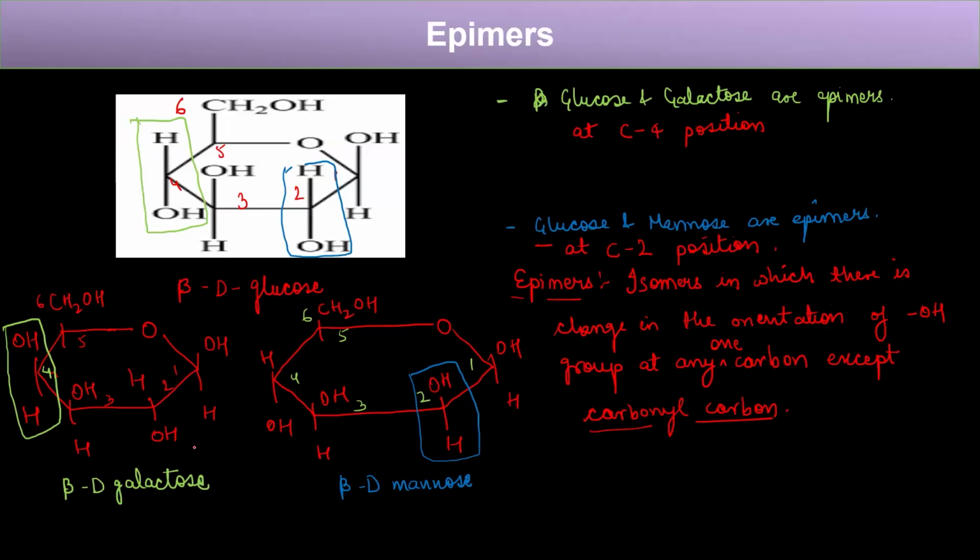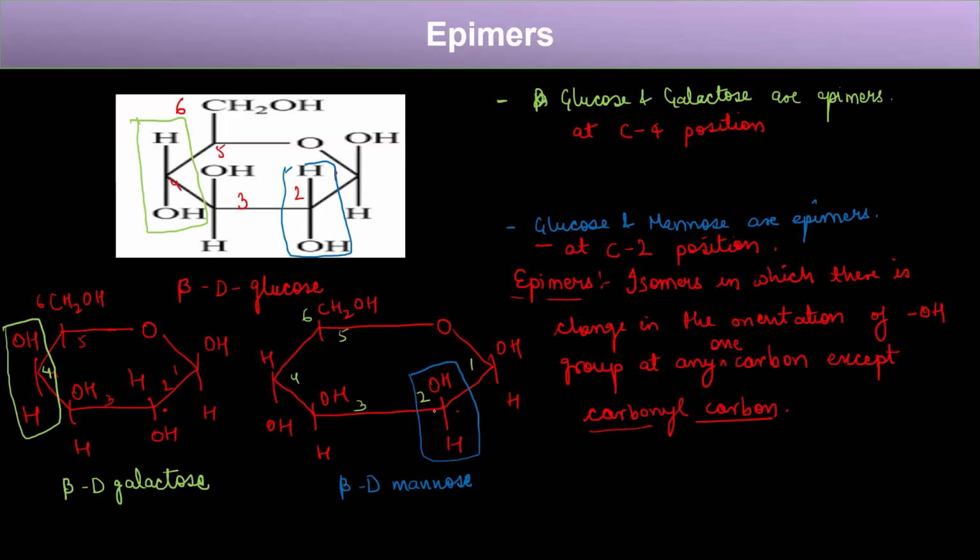Now the question is: are galactose and mannose also epimers? If you look at the structure, what differences can we observe? We can observe one difference at the 2nd position, where there is a change in the orientation between galactose and mannose, while the second difference is at position 4. In galactose the OH is upward, while in mannose the OH is downward. But are these epimers? The answer is no.